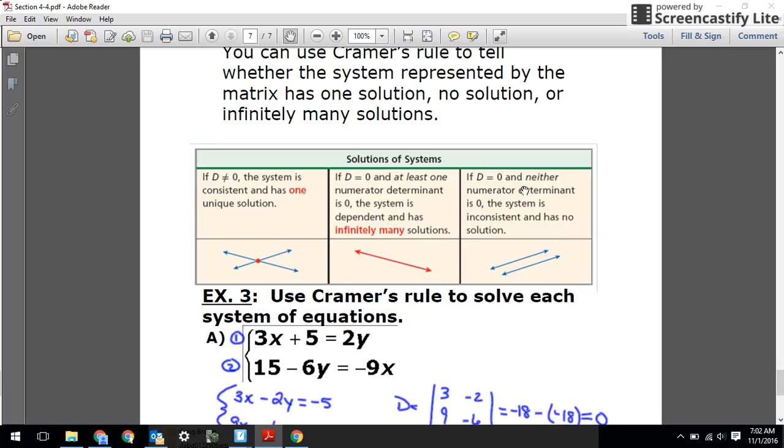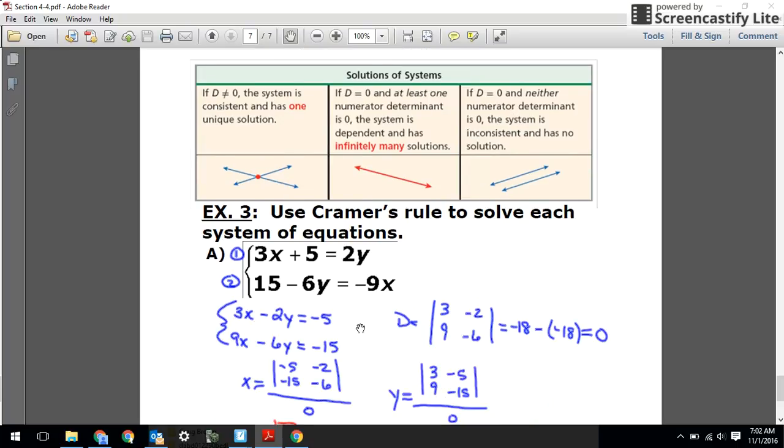If D is equal to 0 and neither numerator determinant is 0, then it's inconsistent. The lines are parallel. So for example, down here, I have my big D, 3, 15, 5, negative 6. Oh, look at that. Add the 9 over, subtract the 15. Got to be in standard form down here. 3, 9, negative 2, negative 6. Big D turns out to be 0, so something weird is happening.